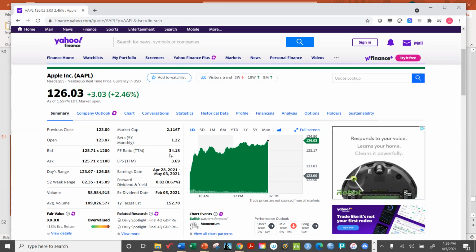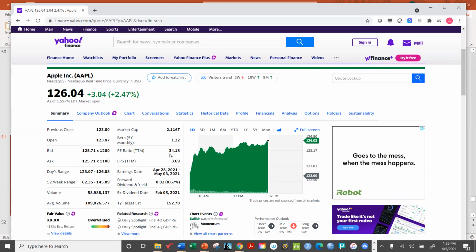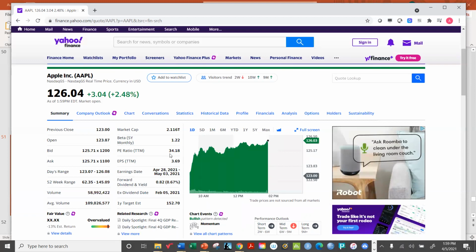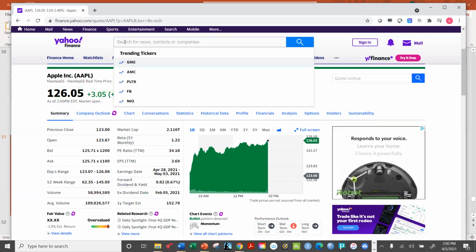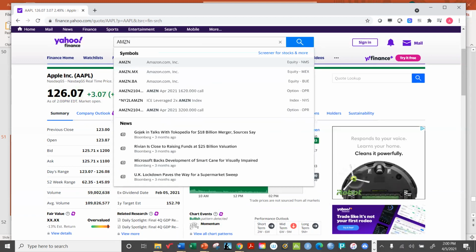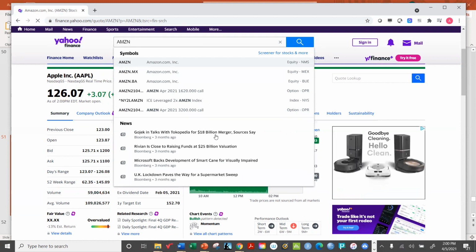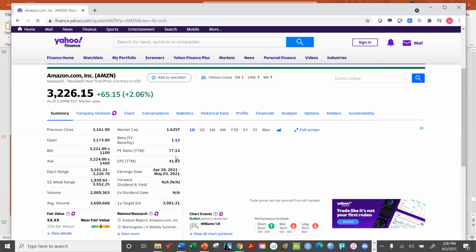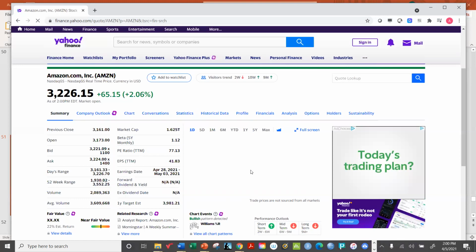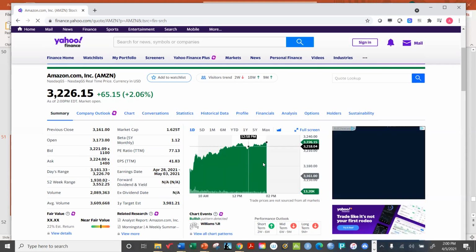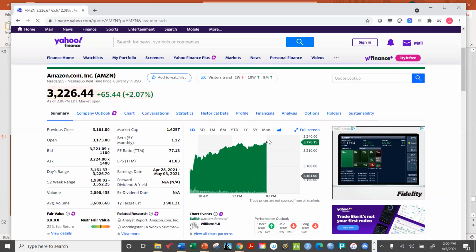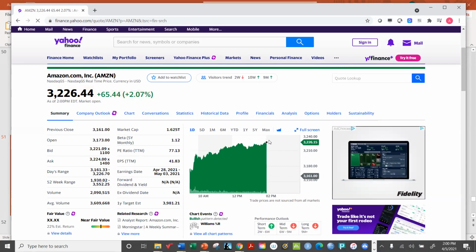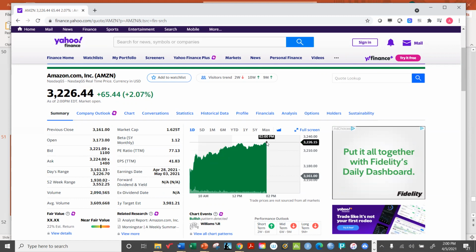These PE ratios can be a sign that the market believes that the price of the stock will go even higher in the future. And let's just look at one more out of curiosity, Amazon, which is at, yeah, look at that, 77.13. Okay, that's an enormous number. But again, people are willing to pay that because they really believe the price is likely to go up in the future. So that's a good sign for a stock like this.